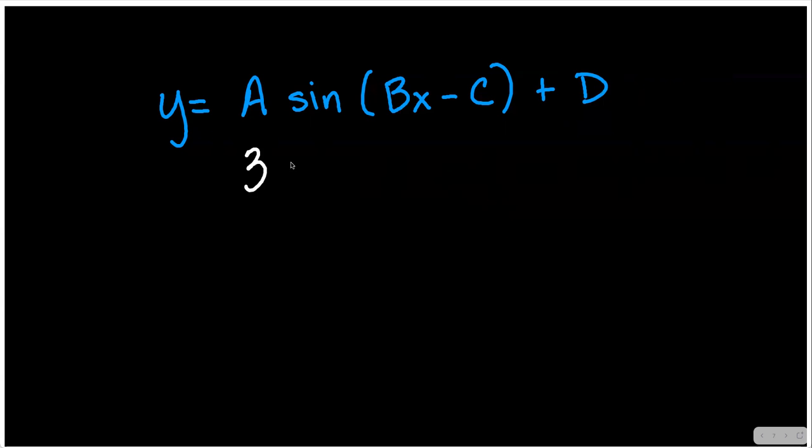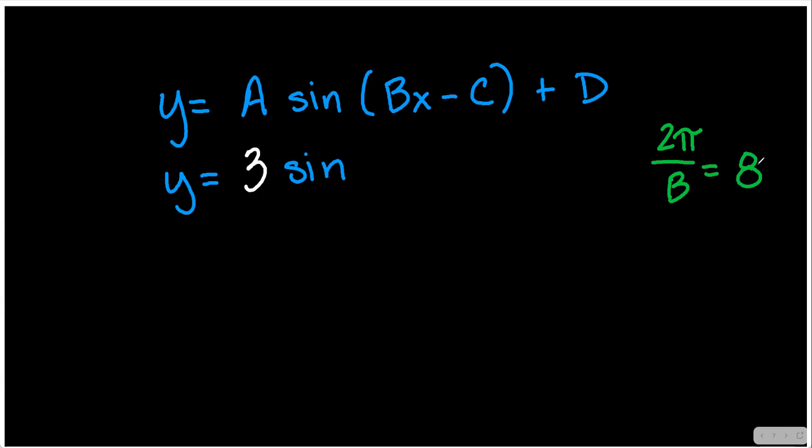I still have my sine, still have my y equals. I've got to see if there's any other values I know here. So what I do know is that if I want to solve for b, what I'm going to use is a little side equation here that says that 2 pi over b is equal to my period.